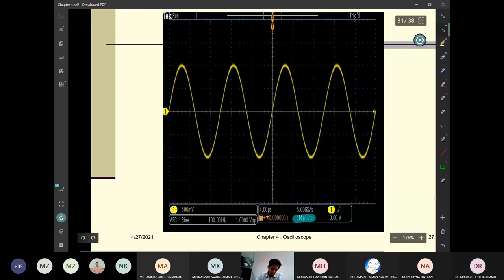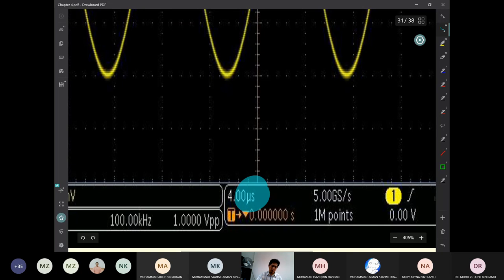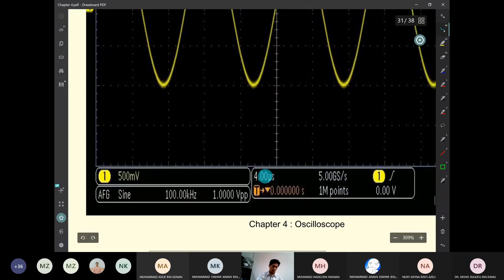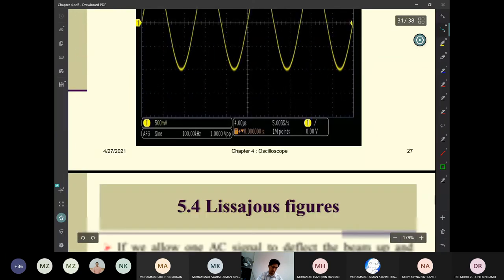And then for time, ini mana nak cari time? Ada banyak benda kat sini. Ini. So the time is normally this one. Nampak ni. So if you can see the unit for time, microsecond or millisecond, that means this is the scale for time division. Ni yang lain-lain ni, just ignore.